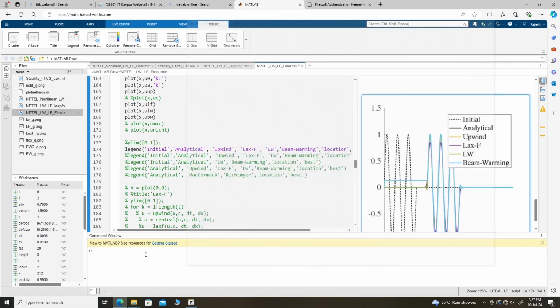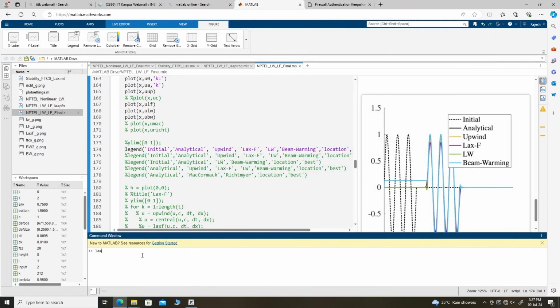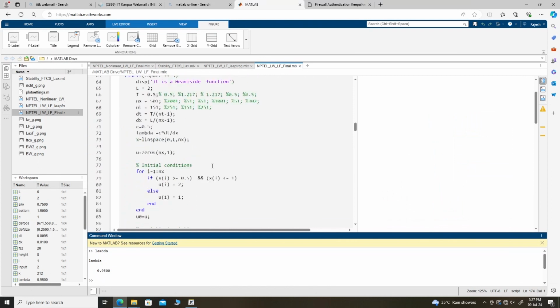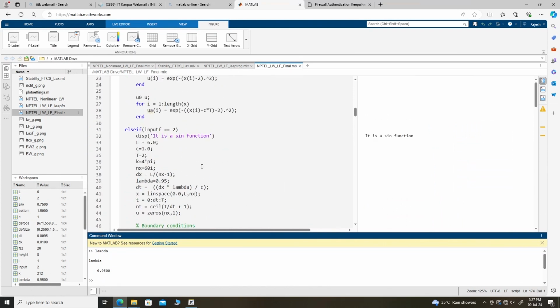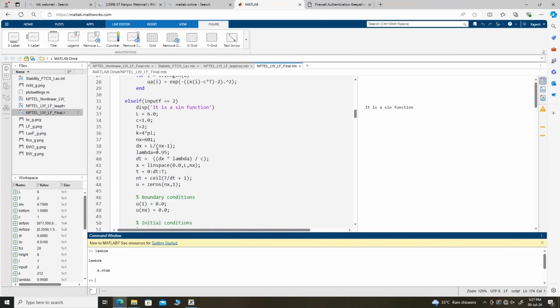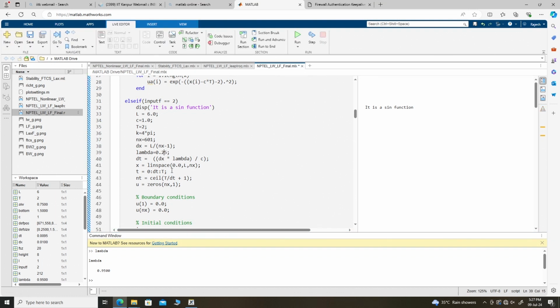What is the value of lambda here? Lambda is 0.95. Let me change the lambda and let us use the value of 0.25. In this case, I can directly change the value of lambda. As I change the value of lambda, my dt almost immediately gets set. So, if I am changing the value of lambda, run it.